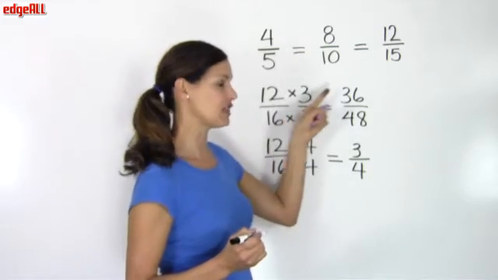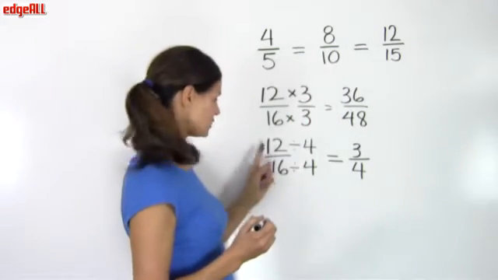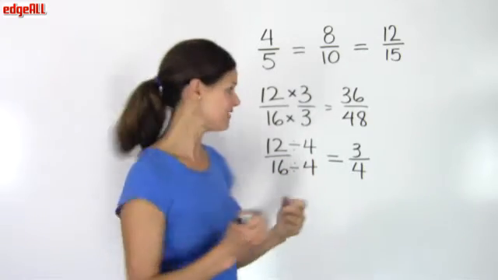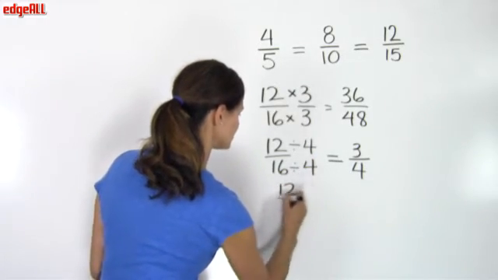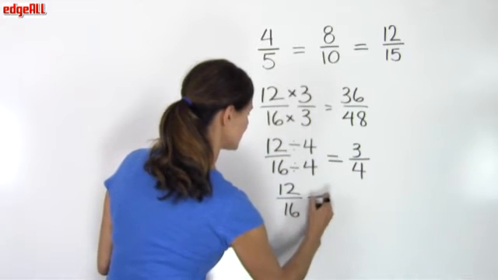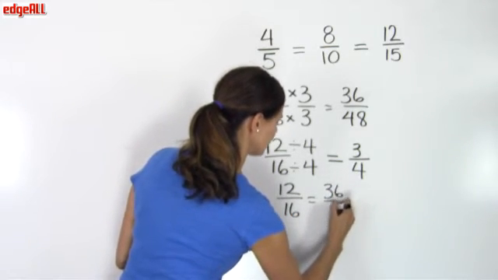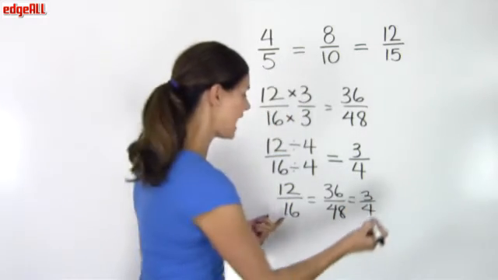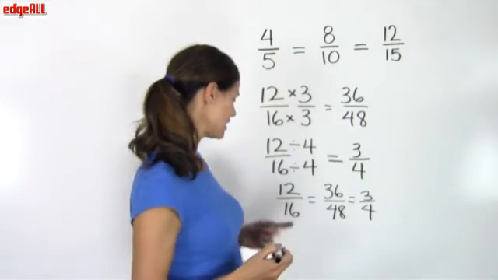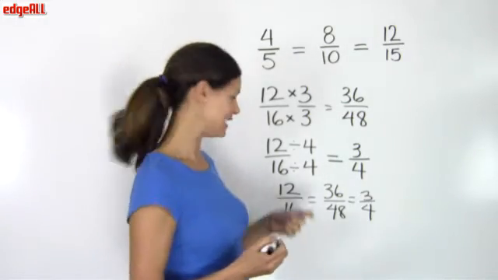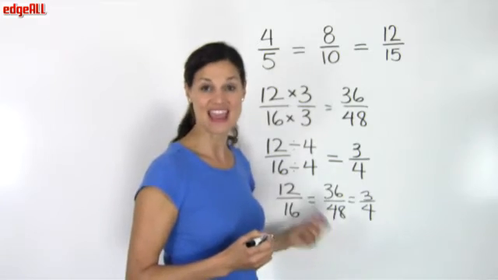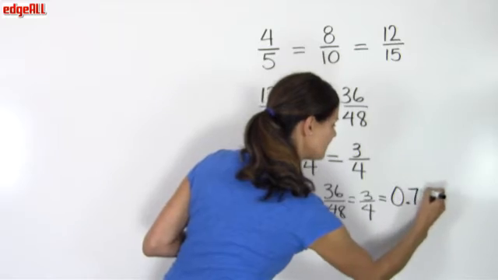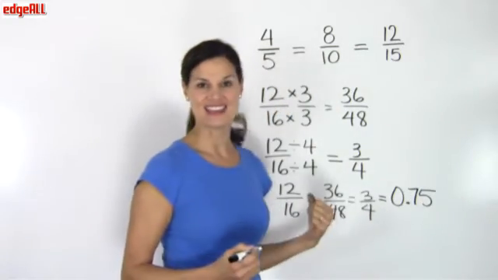12/16 is equivalent to 36/48, and 12/16 is also equivalent to 3/4. So all three of these fractions are equivalent fractions. 12/16 equals 36/48 equals 3/4. And if I were to plug each of these into my calculator and do 12 divided by 16, or 36 divided by 48, or 3 divided by 4, I would get 0.75 for all three of these.